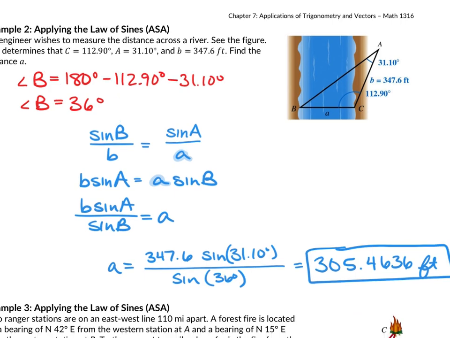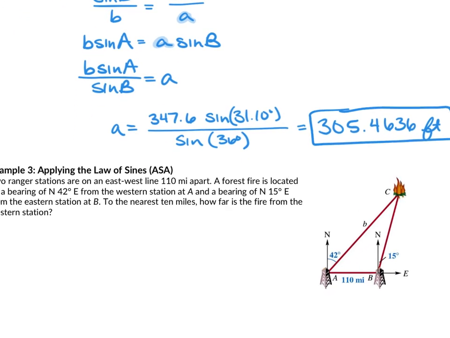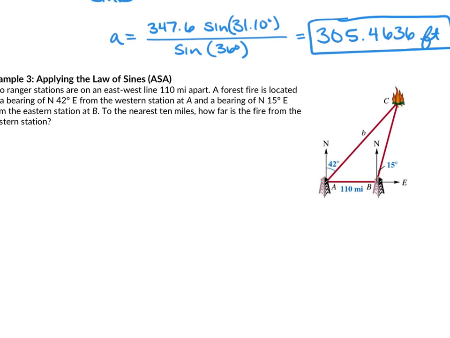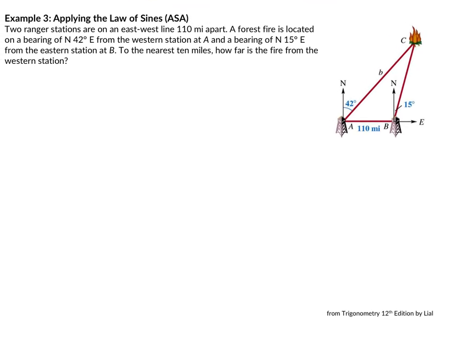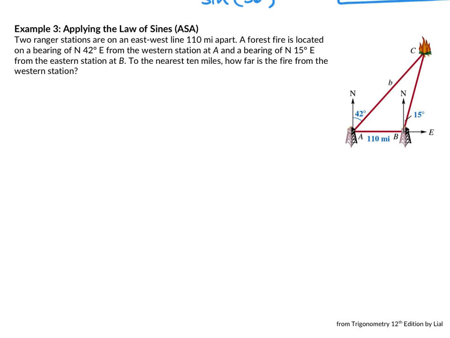This next problem is going to look familiar because we solved things sort of like this in chapter 2 of this class, maybe it was 3, but we were using perfect right triangles. We were very constricted in the amount of trig that we knew at that time, so we couldn't have solved this problem, but now we have the ability to solve a non-right triangle. It says 2 ranger stations are on an east-west line.